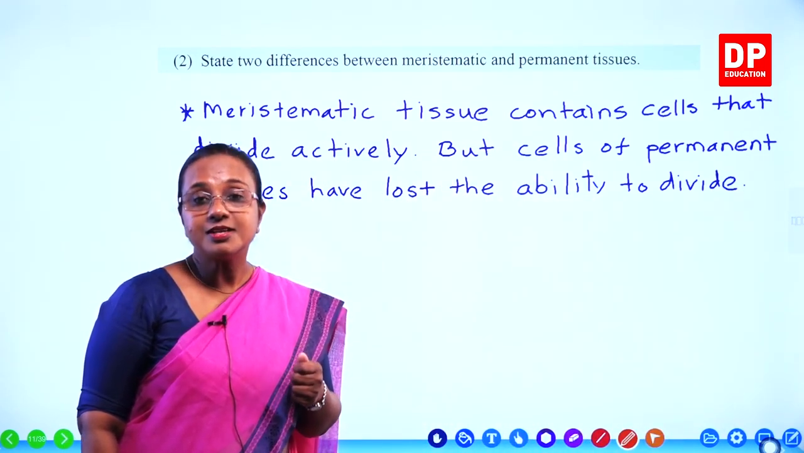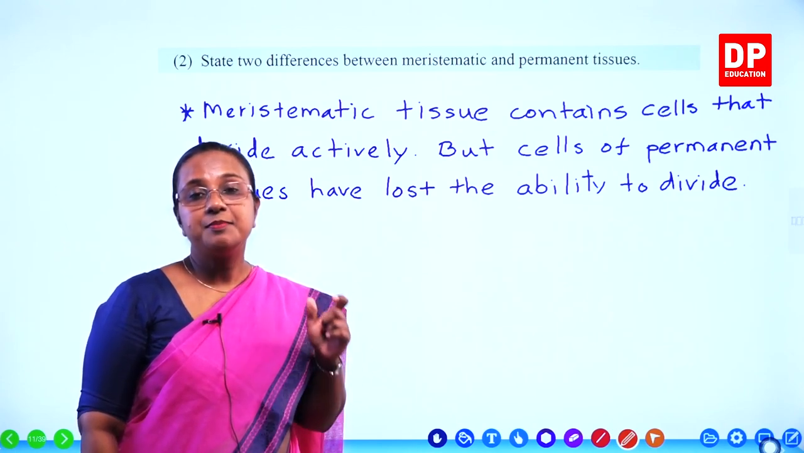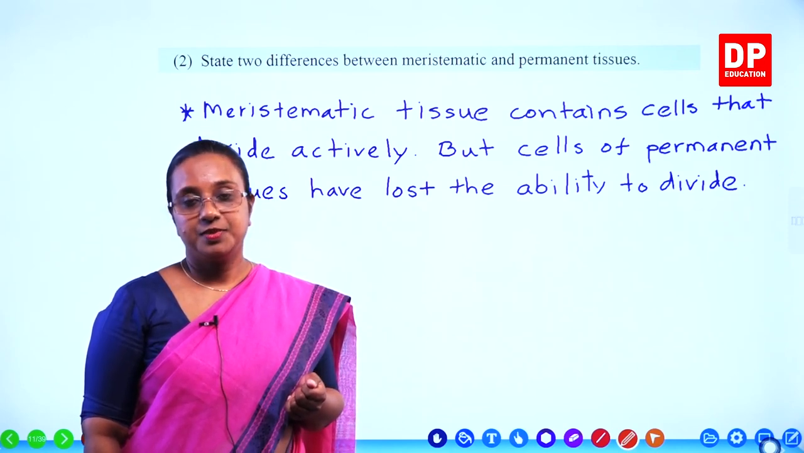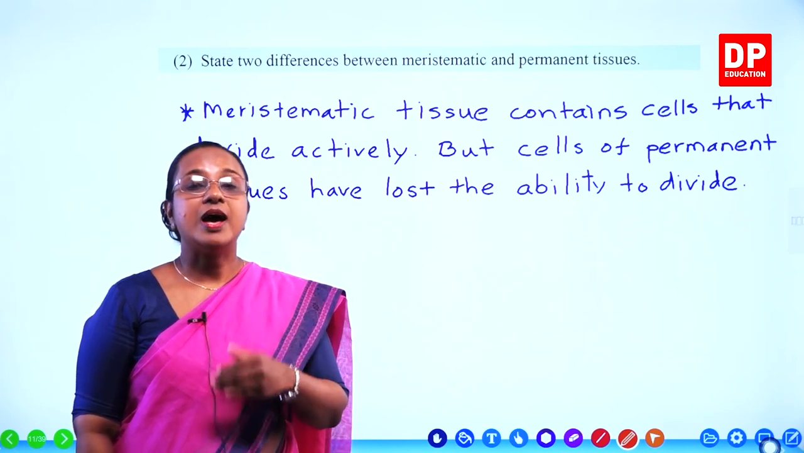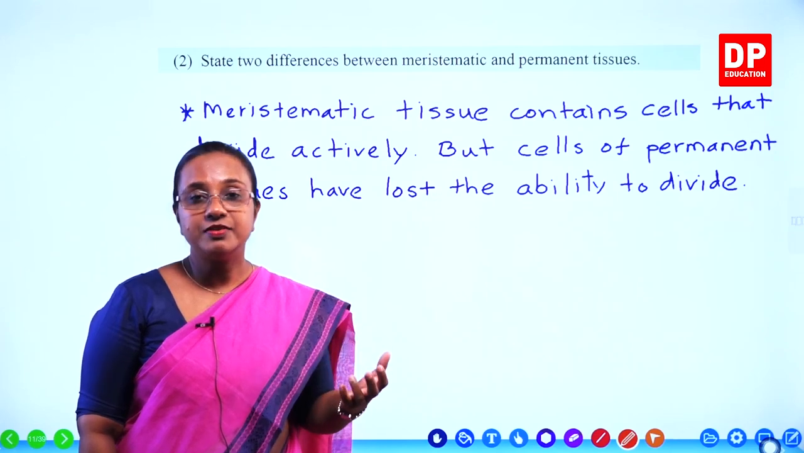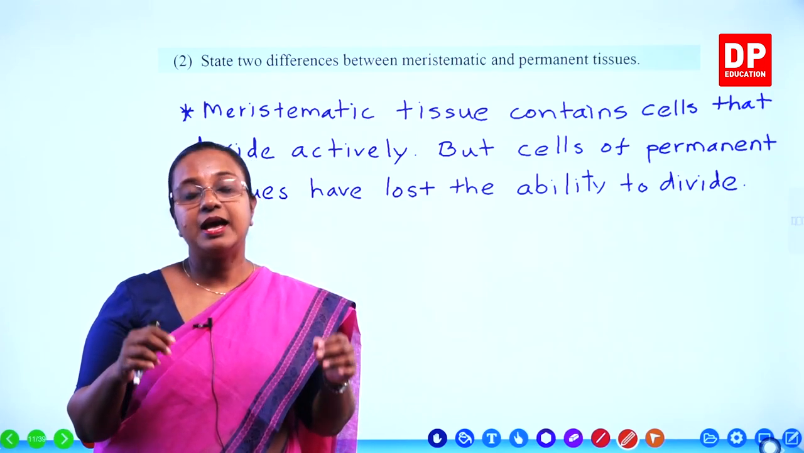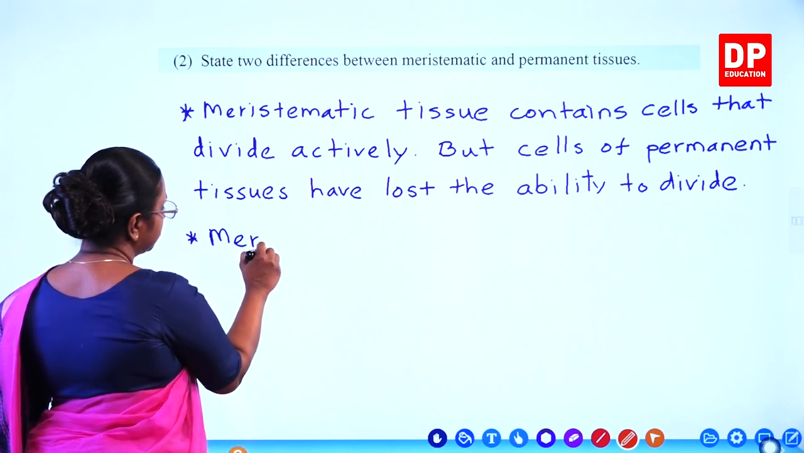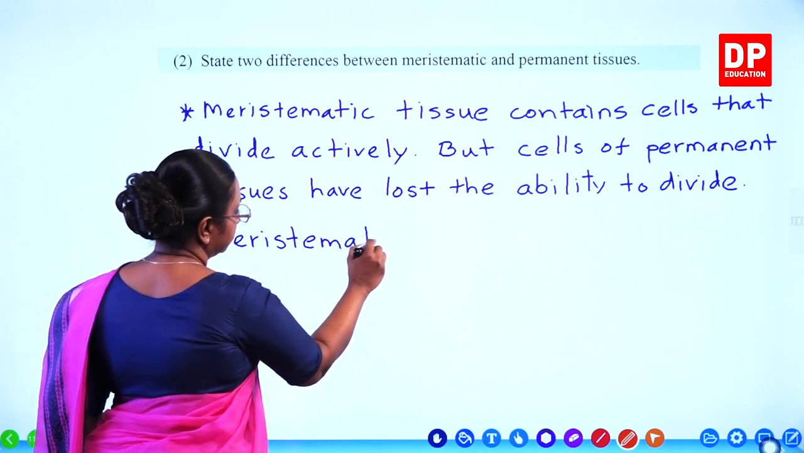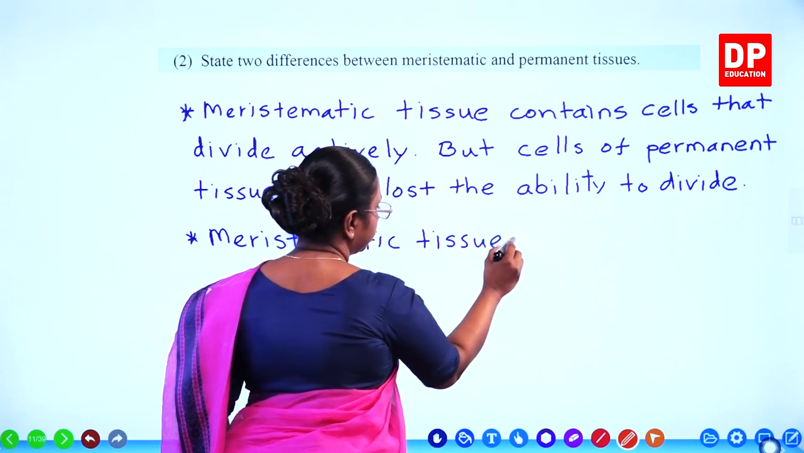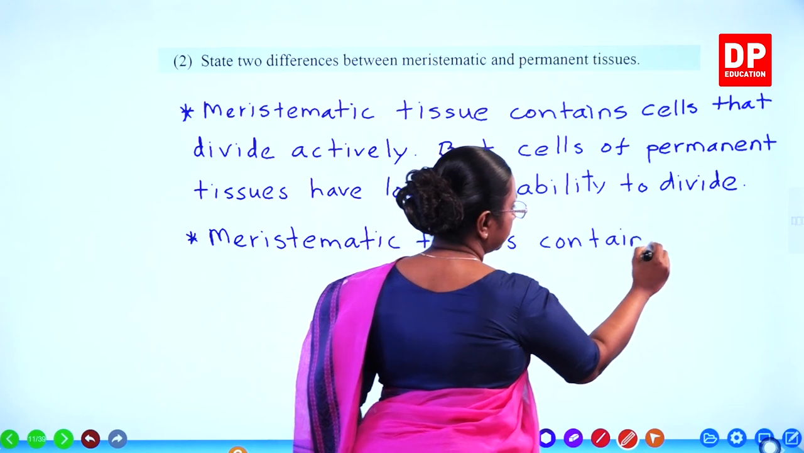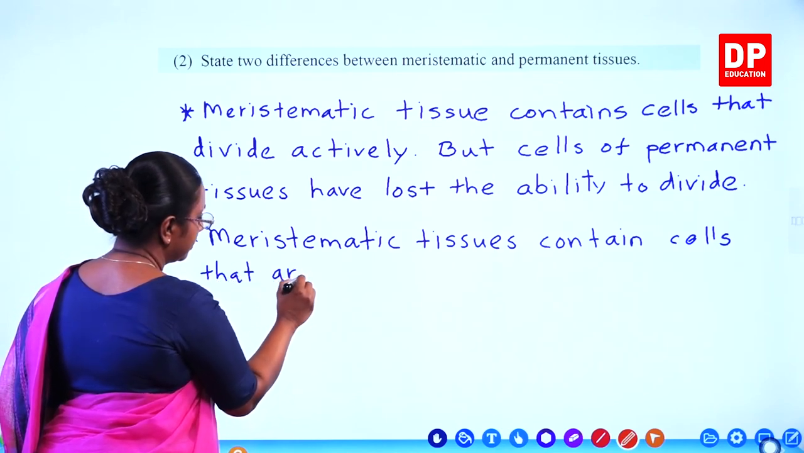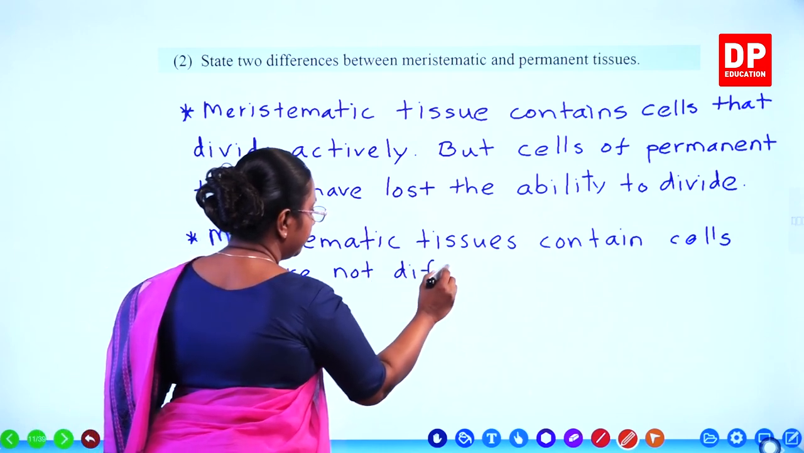Then we will look at a structural difference. Because they divide, meristematic tissues are small cells with no intercellular spaces and they are not differentiated. Whereas the permanent tissues contain cells which are differentiated and have specific shape and features. So we can say meristematic tissues contain cells that are not differentiated.